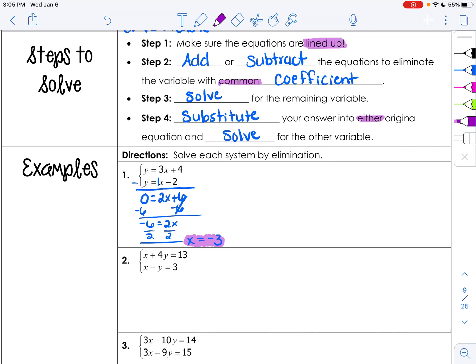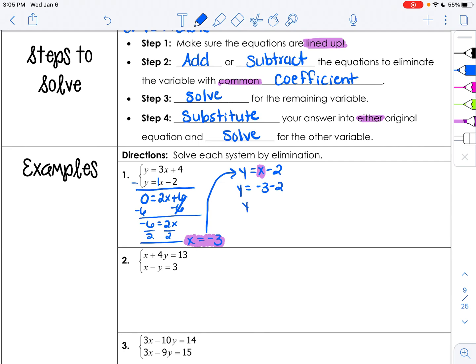Step 4, I'm going to substitute my answer into either one of my original equations. So when I take a look at my original equations, I'm going to choose y equals x minus 2. And I'm going to take my answer and substitute it into that equation. I found that x was negative 3 as my answer, so I'm going to substitute in negative 3 for x. So I'm going to rewrite my equation, y equals negative 3 minus 2.